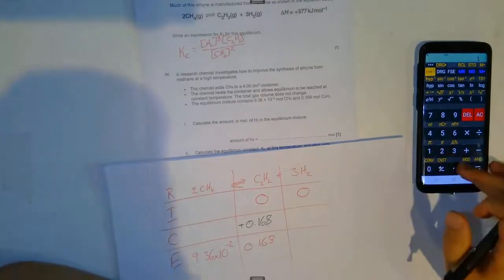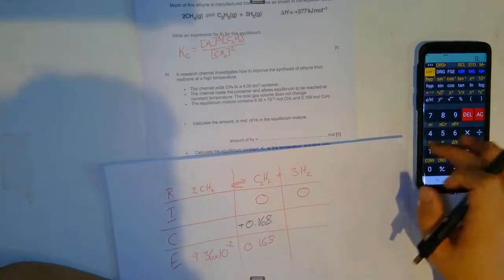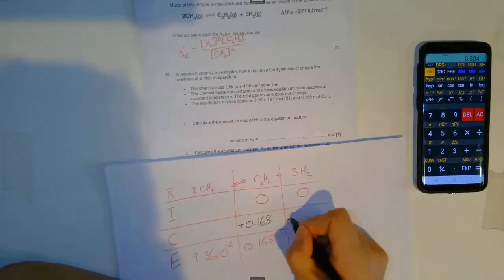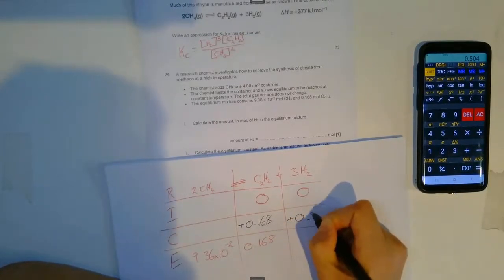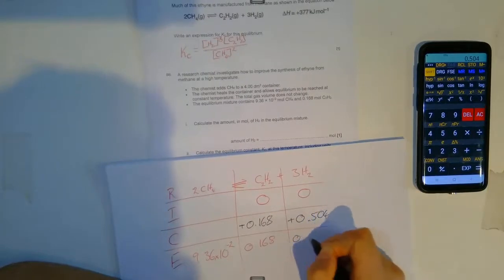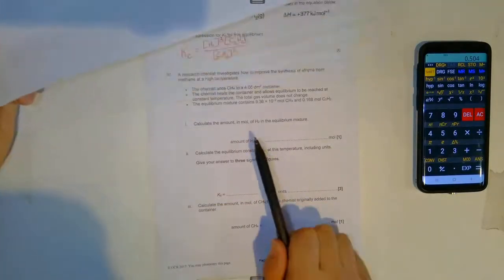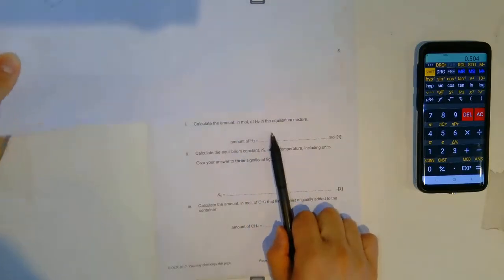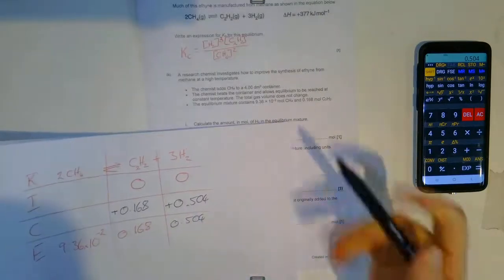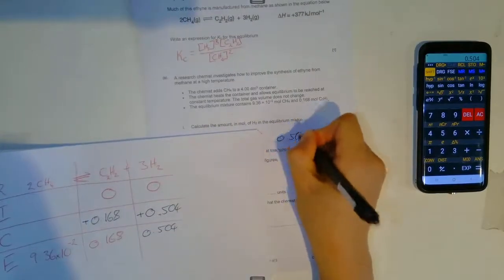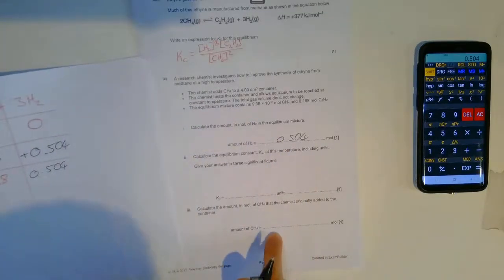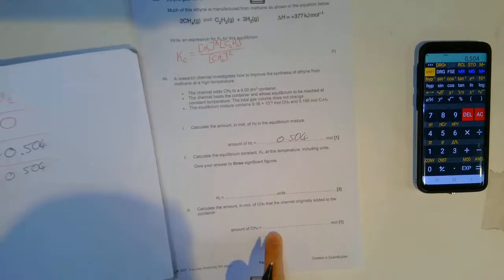So let's just plug that into a calculator, make sure I don't do my mental maths wrong. So 0.168 times 3 means that this is going to have gone up by 0.504. We can actually skip ahead now, because we've actually calculated the amount in moles of hydrogen in our mixture. That was our 0.504, because it's 3 times that. And actually we can in a second answer this question as well.